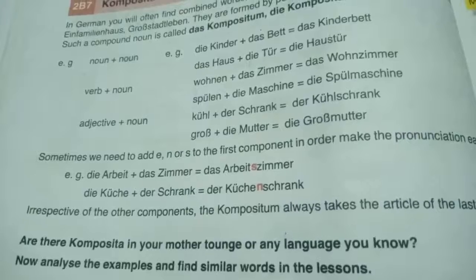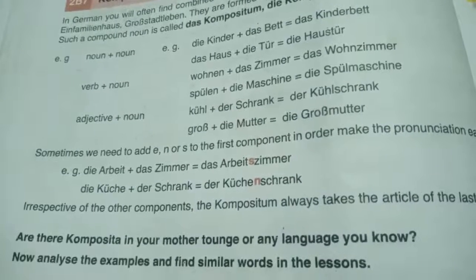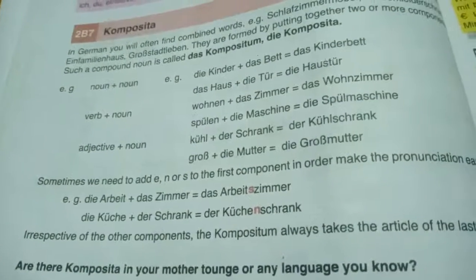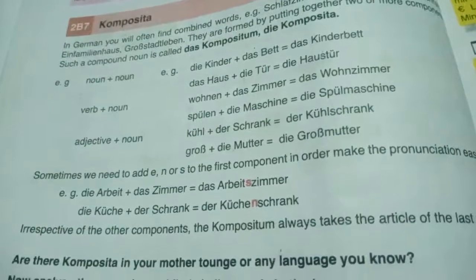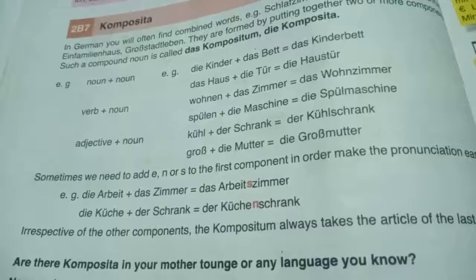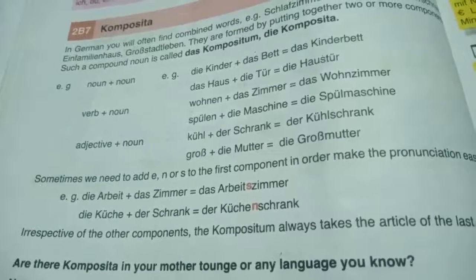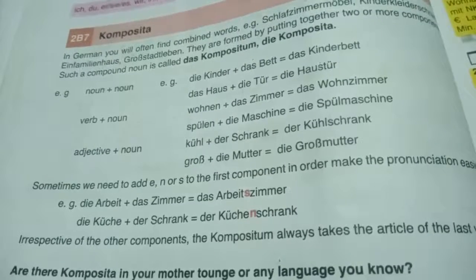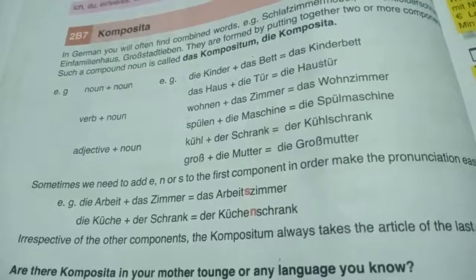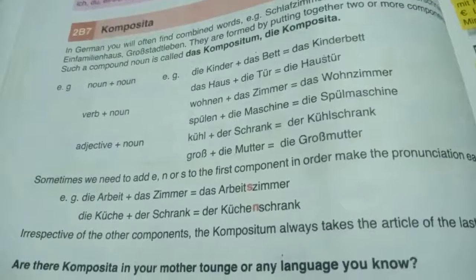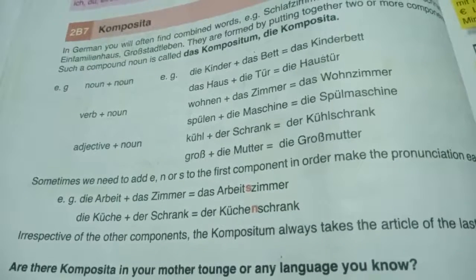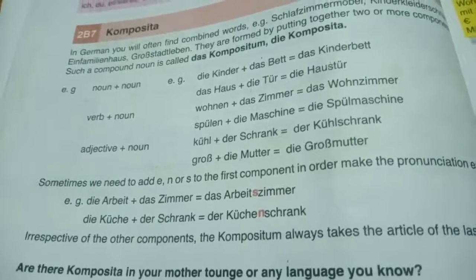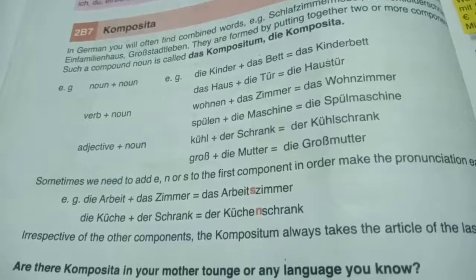Are there compounds in your mother tongue or any language you know? Now analyze the following examples and find similar words in the lessons. You can also Google search for more such sentences. You may find even more compound words. If I give an example of an English compound word like breakfast, it's break plus fast, breakfast. Or if I say bedroom, bed plus room is equal to bedroom. Just like that. I hope you can understand this, friends. Klar, oder? Okay, klar.